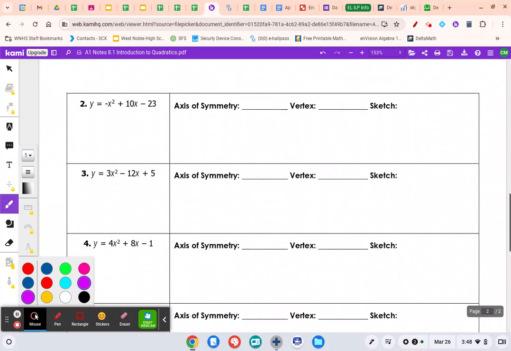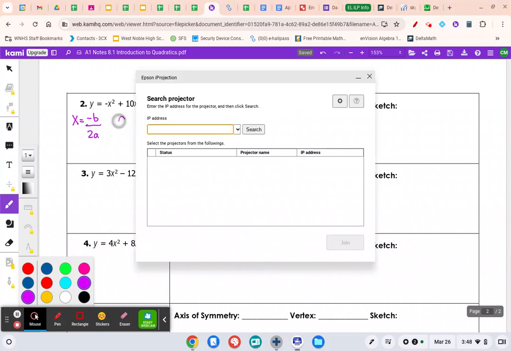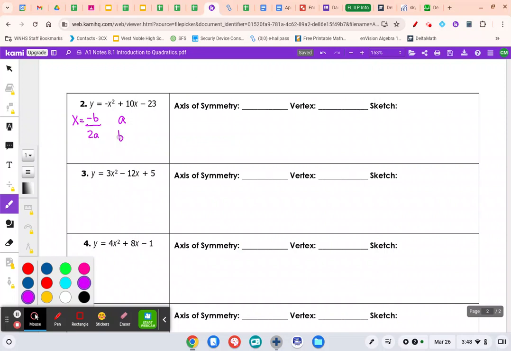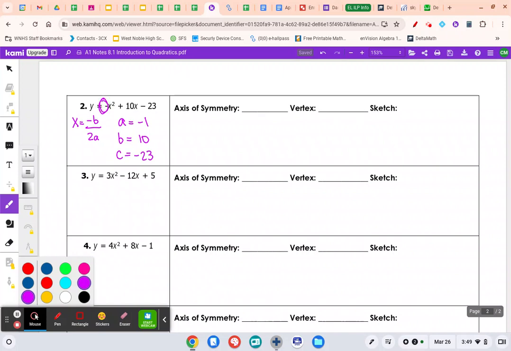Okay, question 2. Same stuff, we use our formula. X equals negative b over 2a, that is the axis of symmetry. We have to figure out what a, b, and c are. So a is negative 1, b is 10, c is negative 23. Before I even go any further, I'm going to look at this guy. I see that it's negative, so I know it's going to open down. It's a sad face. So I at least have that going for me.